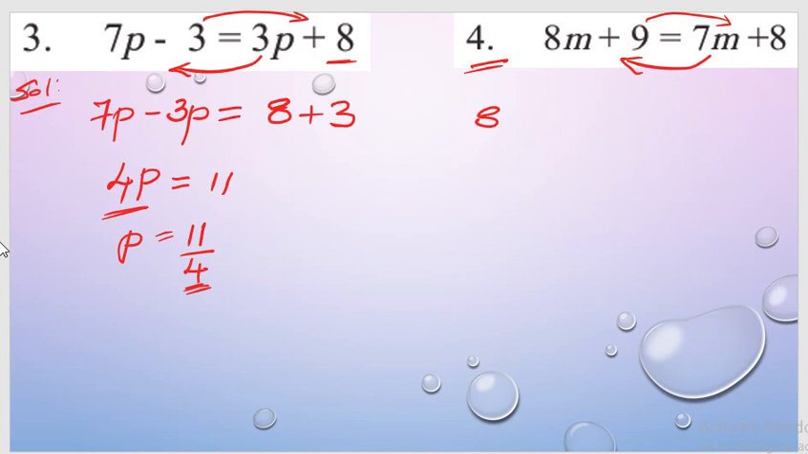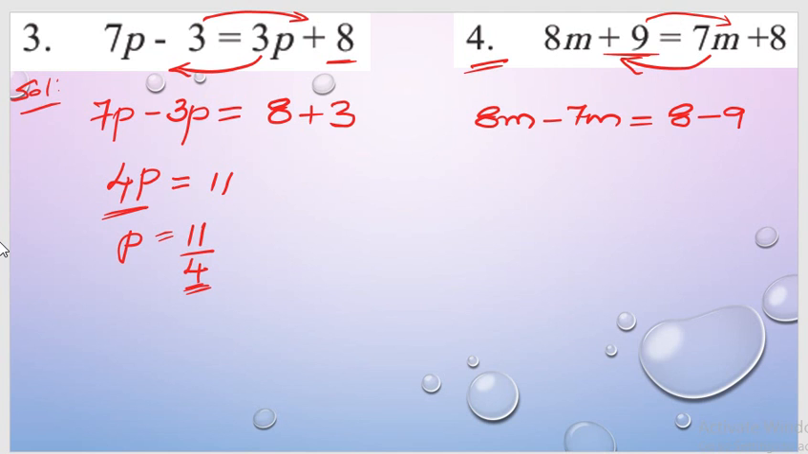So from this what I am going to get, 8m is already on the left hand side, plus 7m will be transposed as minus 7m, which will be equal to 8, which is already on the right hand side, this plus 9, so plus 9 will become minus 9.